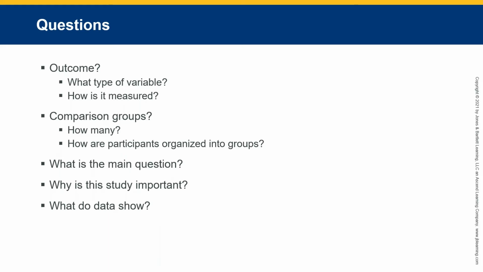There are 2 comparison groups. So here's where we can talk about 2 independent groups, you know, as opposed to 2 matched or paired groups. And what exactly are the investigators looking at, and why is it important? And then we'll get to the data.